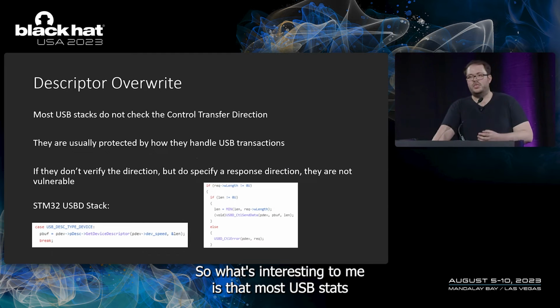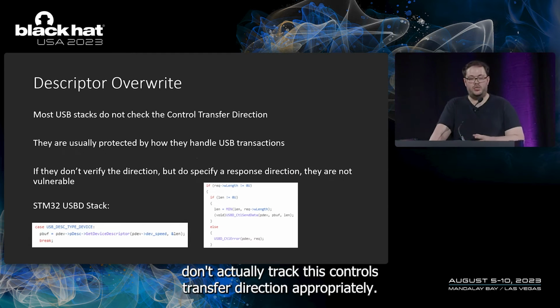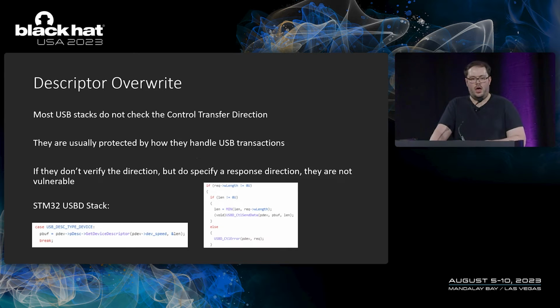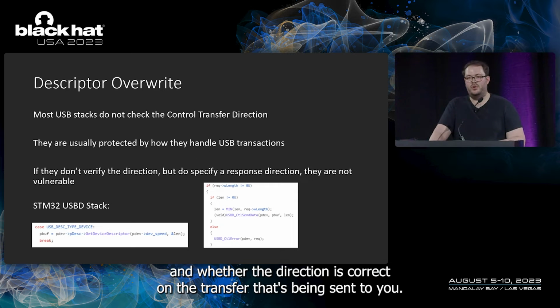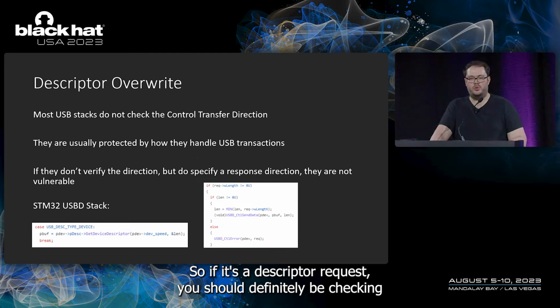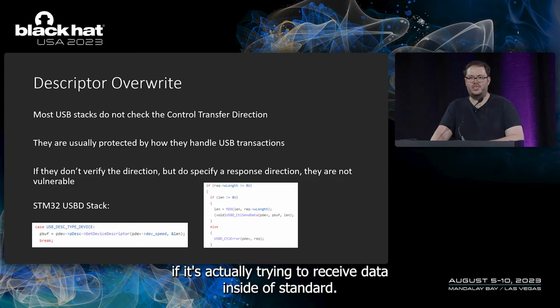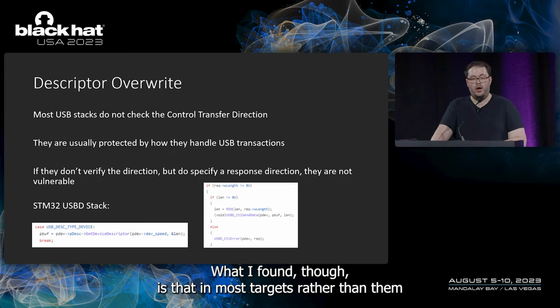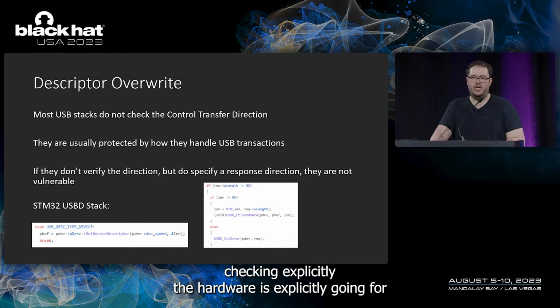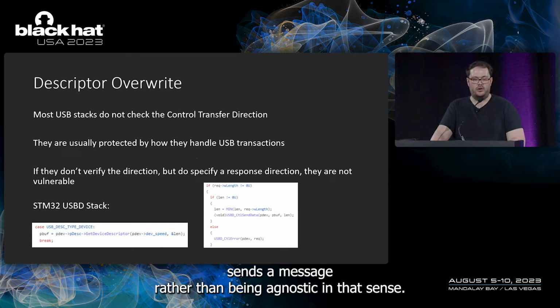So what's interesting to me is that most USB stacks don't actually check this control transfer direction appropriately. Essentially, you're meant to check with an if statement whether the direction is correct on the transfer that's being sent to you. So if it's a get descriptor request, you should definitely be checking if it's actually trying to receive data and not trying to send it. What I found, though, is that in most targets, rather than them checking it explicitly, their hardware is explicitly going for sends and receives rather than being agnostic in that sense.